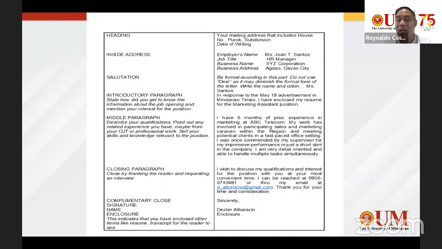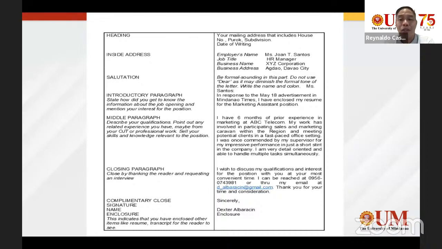We have to remind our students how to write an application letter, because even if you have your business correspondence, we're sad to note that some students do not know how to write proper communication. All right, proper correspondence.